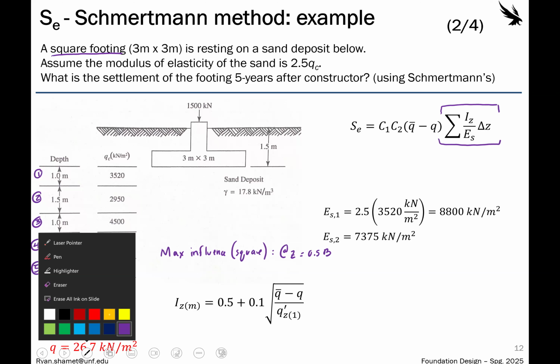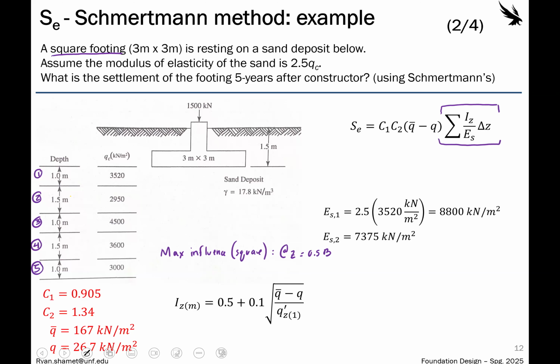1.5. I'm just going to draw this here. This is where we should expect to see that max. Does that color show up okay? 1.5 meter. So that Z max is going to be 1.5.